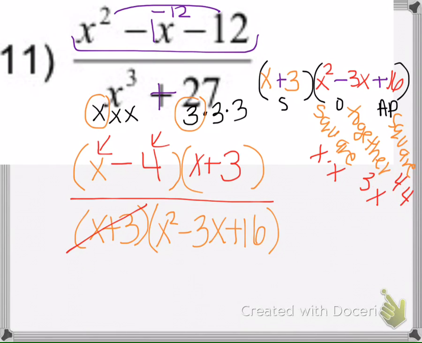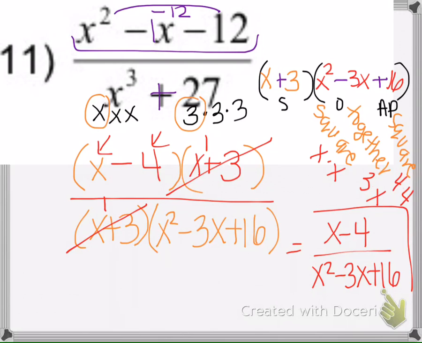So we can cross out x plus 3 with x plus 3 because they are essentially dividing out and making a whole. So all we're left with is x minus 4 over x squared minus 3x plus 16. And that is our final answer there. Nothing else can be divided out.